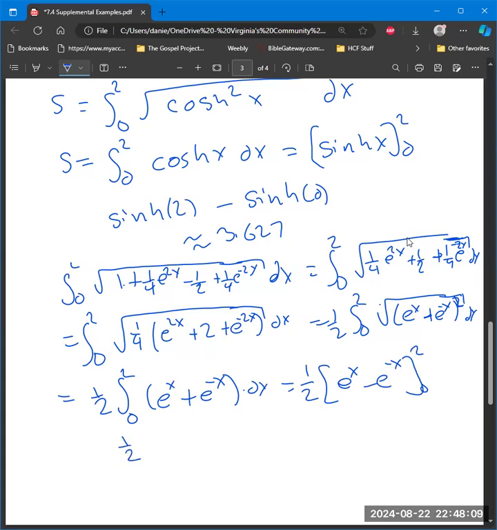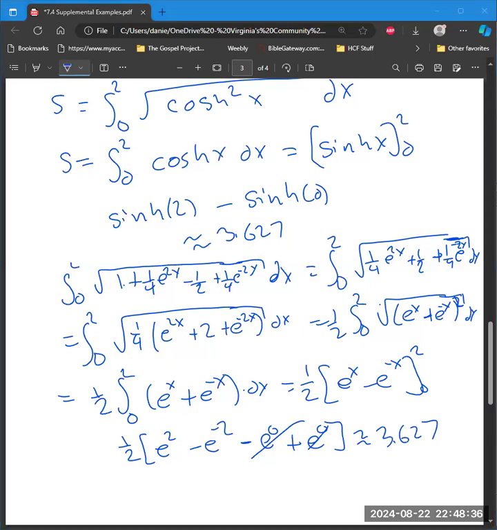That is 1/2 of e squared minus e to the negative second minus e to the 0 plus e to the 0. So those go away, and this is going to give me about what I said before, 3.627. Go ahead and check that in your calculator both ways.